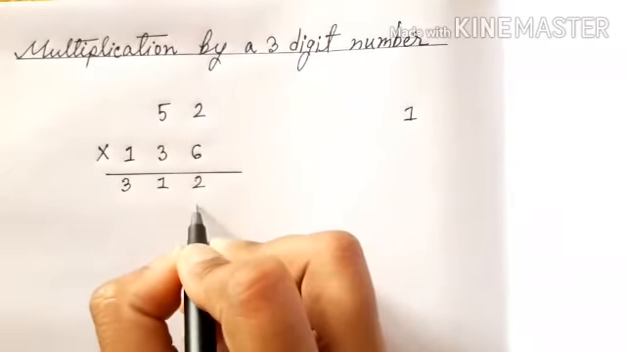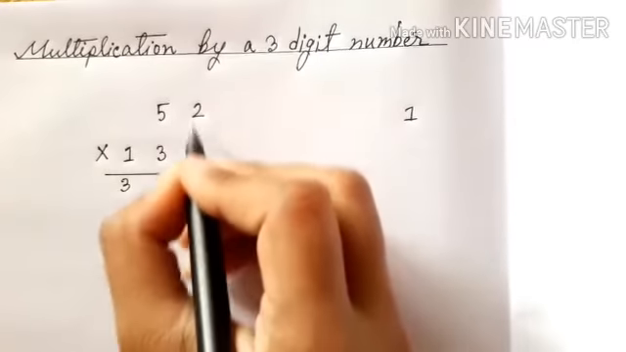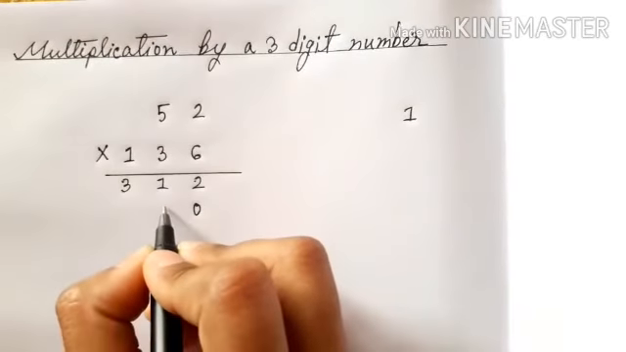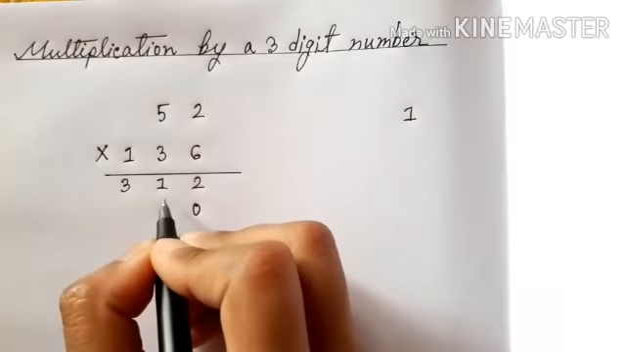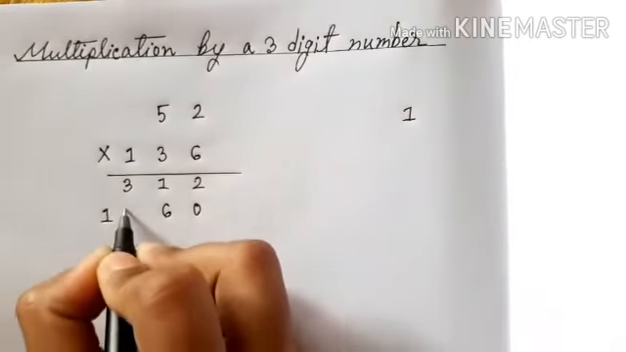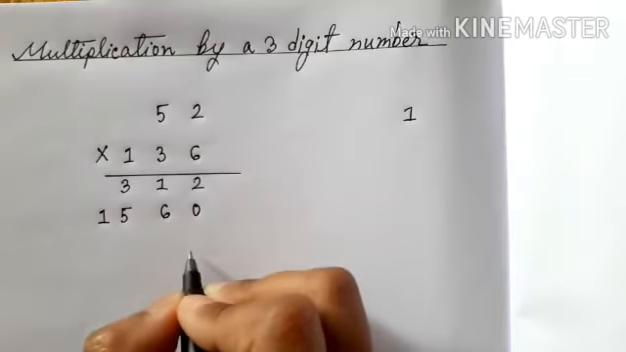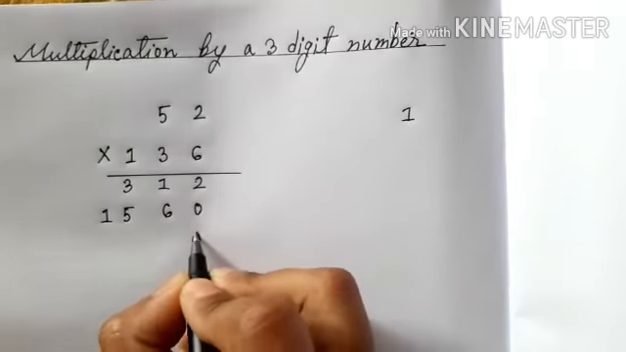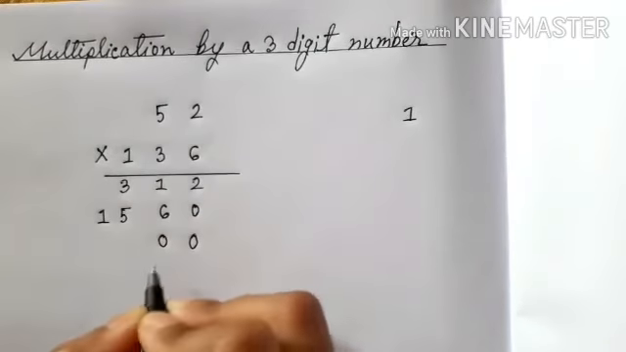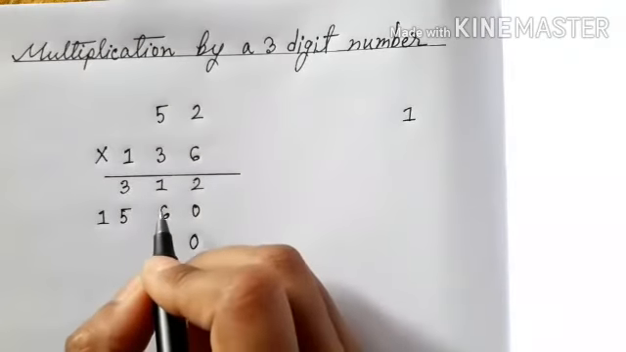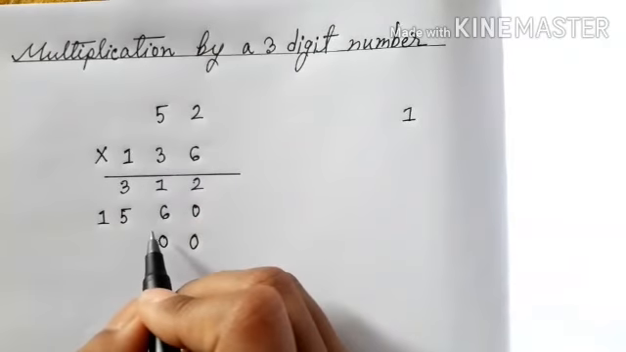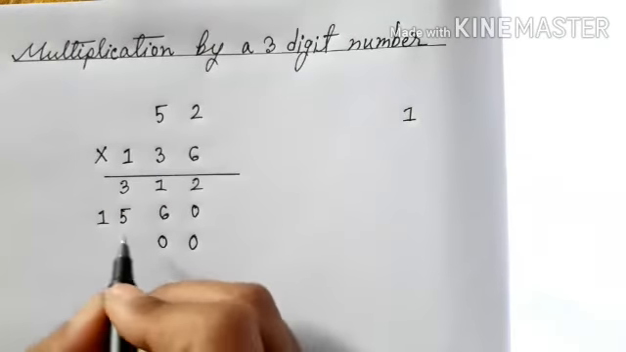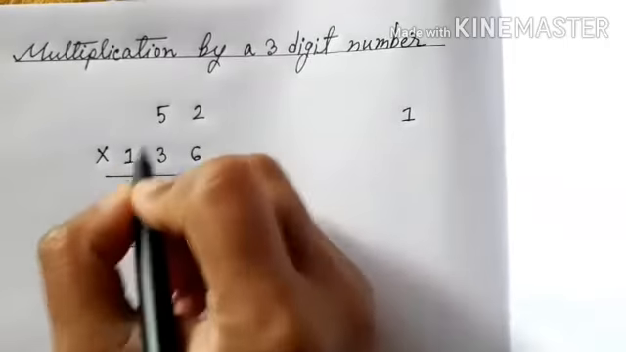Put here a 0. Now 2 3s are 6. Write here 6. And 5 3s are 15. So write here 15. Now write here a 0. Again a 0. Next we have to multiply 52 by 1. So 2 1s are 2. 5 1s are 5.